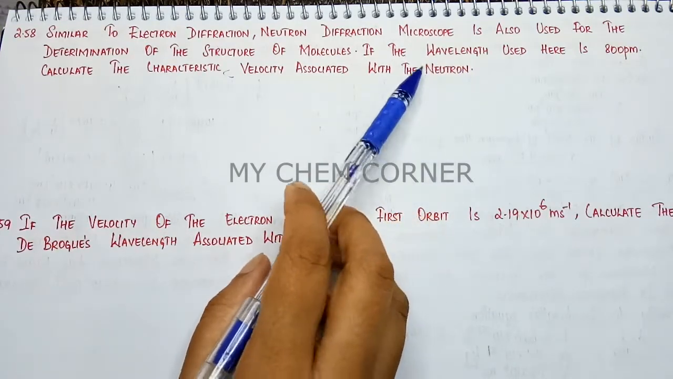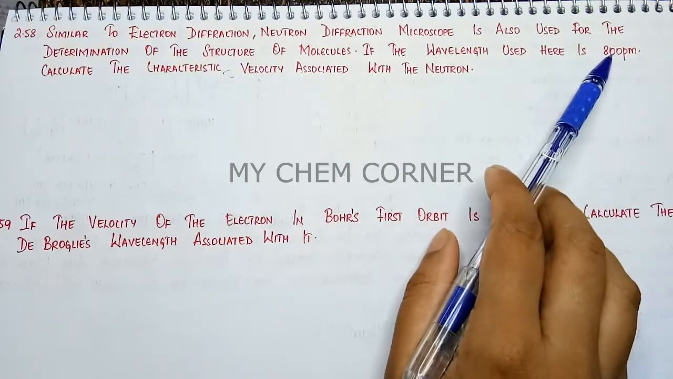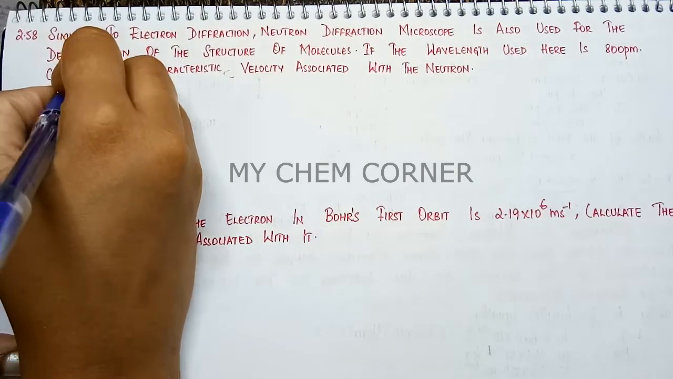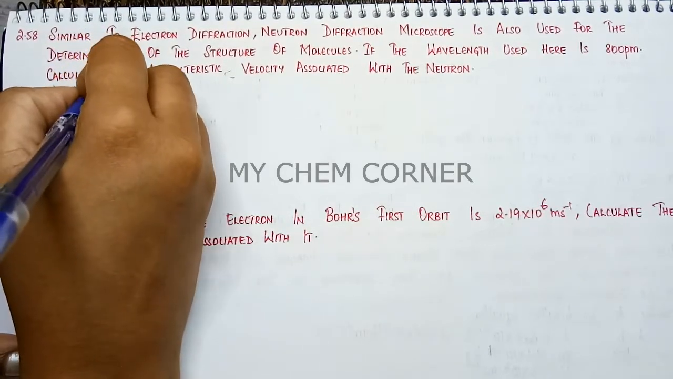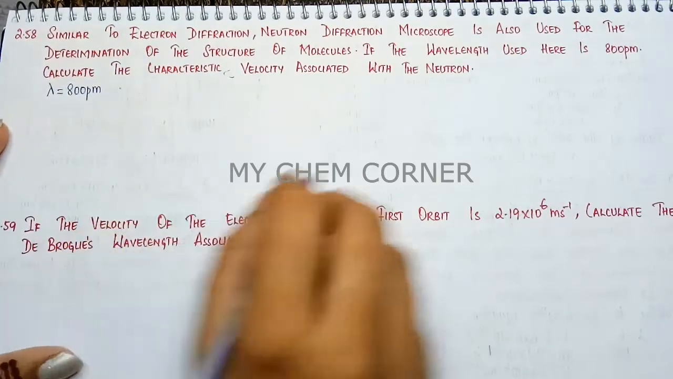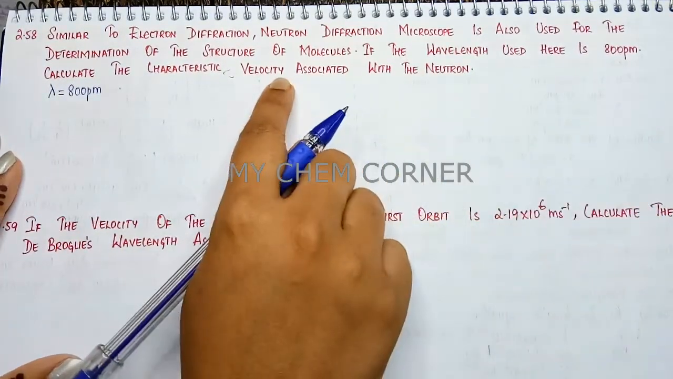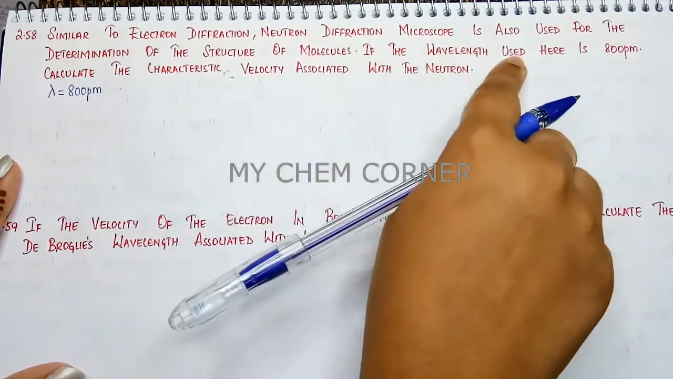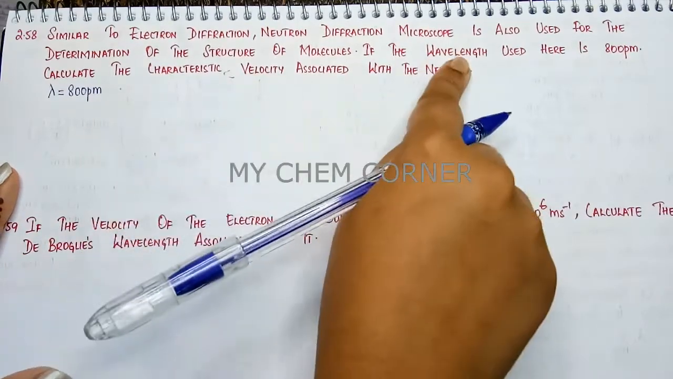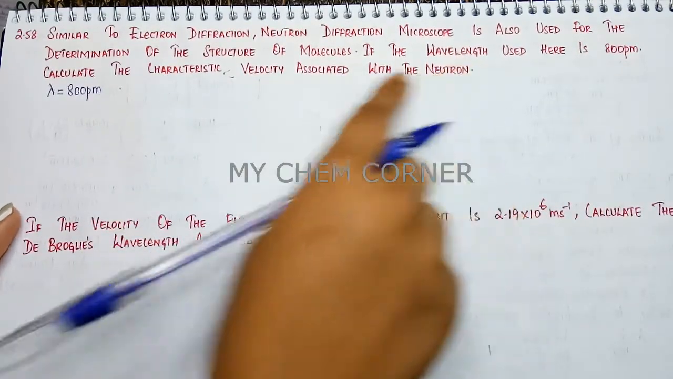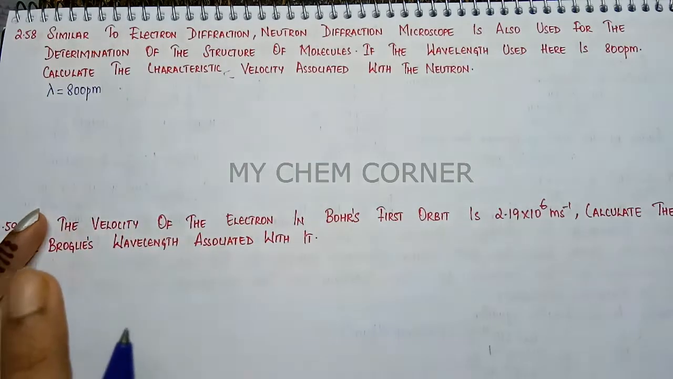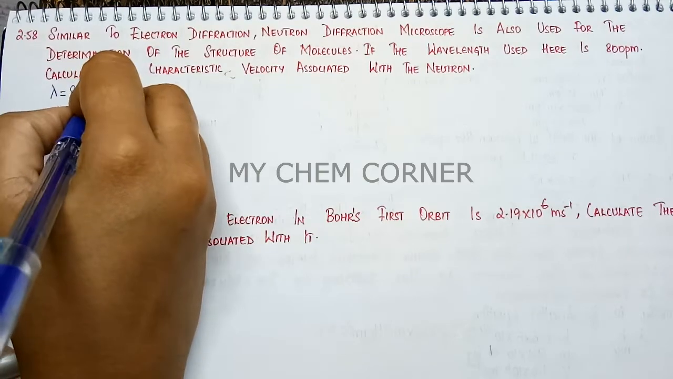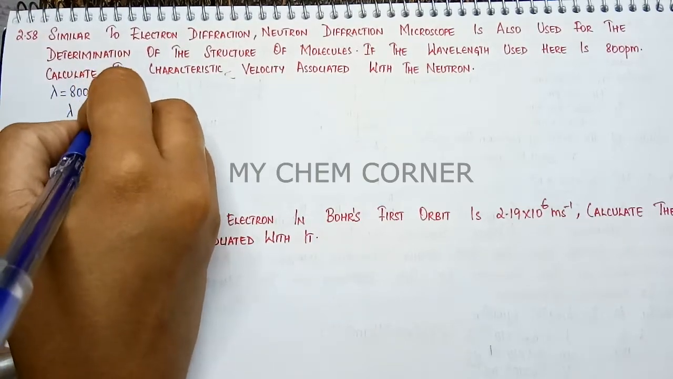So here we are given the wavelength. So we'll write down what we are given. We are given wavelength whose value is 800 picometer. So we are given wavelength and we are asked to calculate velocity. So the only equation that can give a relation between velocity and wavelength in this case is going to be your de Broglie's equation. So here we can write lambda is equal to h by mv.